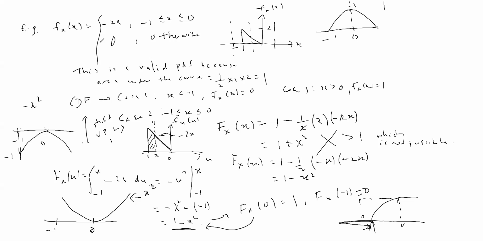So this is the 1 minus x squared drawing. But we are only interested from -1 to 0. That's why I'm only drawing this part. That's why I know it's a concave down curve. Okay, that's why I draw this curve here. But for x larger than 0, f of x is equal to 1. So that's what it is. Any problem?